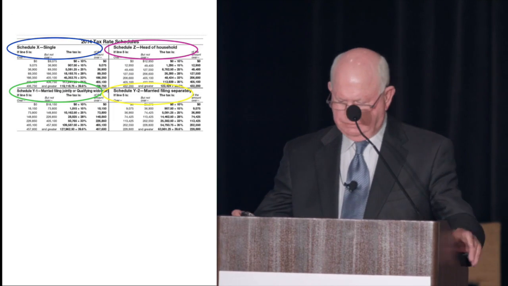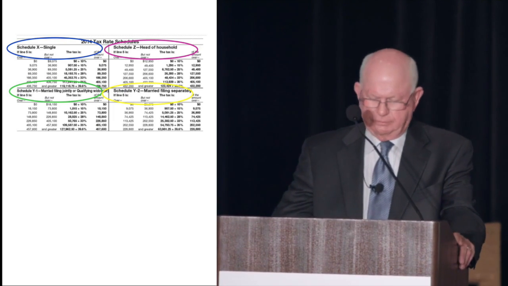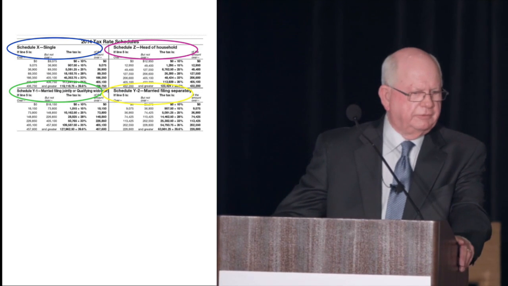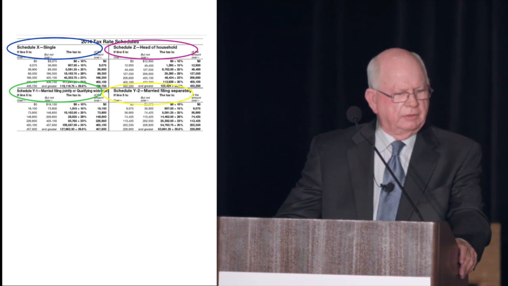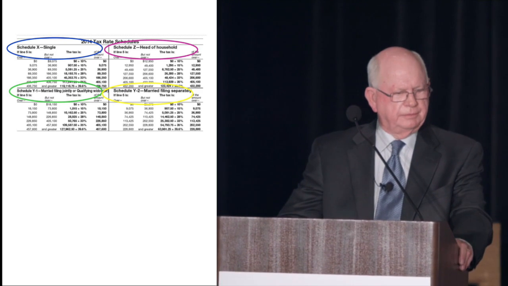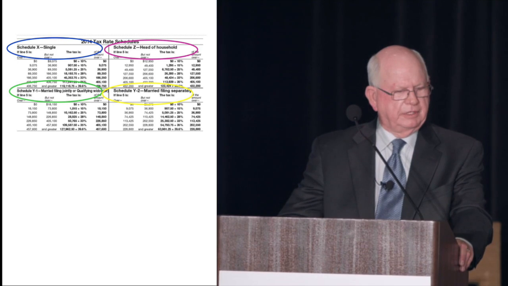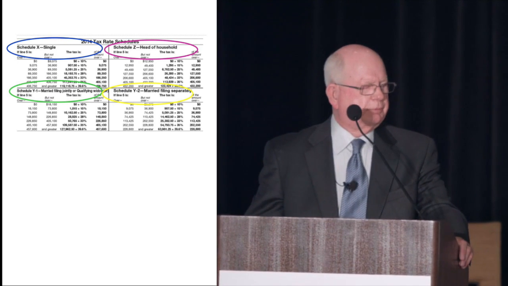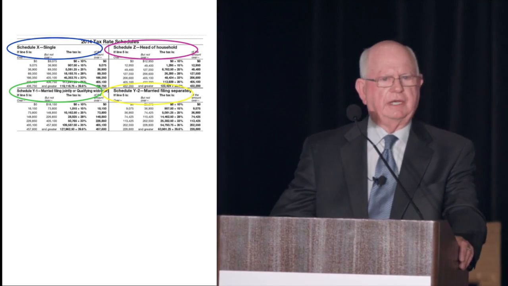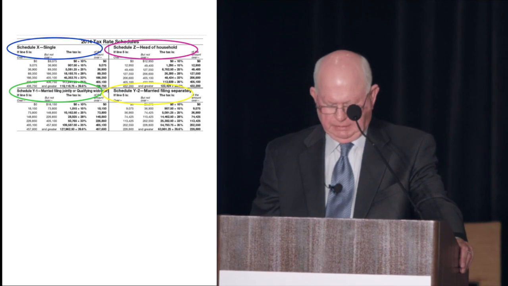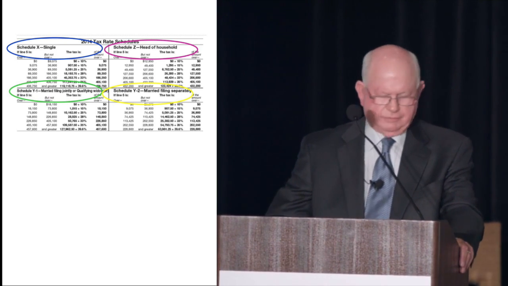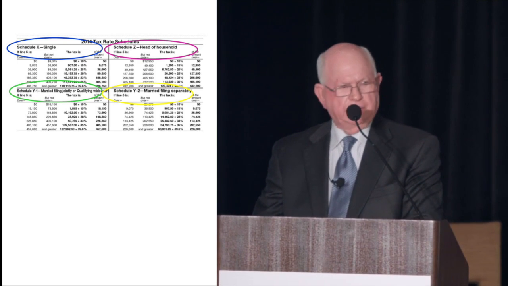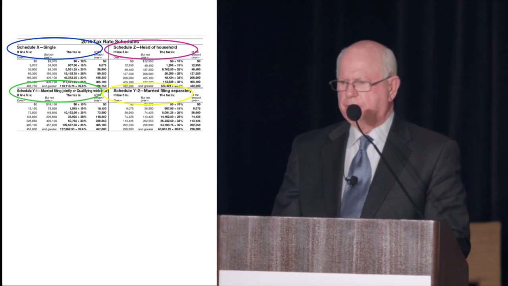Now, David touched on the tax rate schedules. So here's the 2014 tax rate schedules. Notice under Schedule Y1, married filing jointly, that the 28% marginal tax bracket starts at $148,850. So what's so important about this? It's the difference between marginal and real tax brackets.